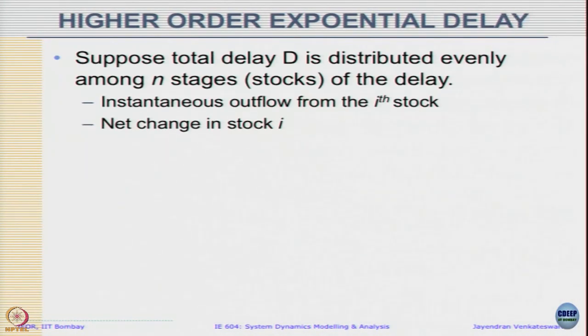Suppose delay D is distributed evenly among n stages, then the instantaneous outflow of stock i will affect the subsequent stock. The delay is evenly divided among n stocks, so for each level I have D by n. So we can have 5th order or 6th order delay.